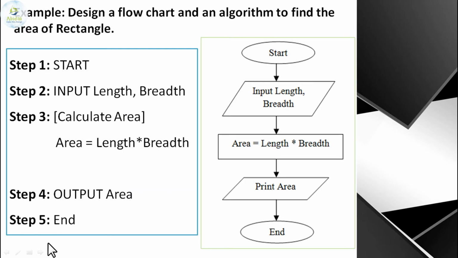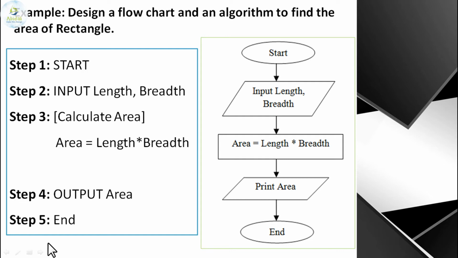The next thing we will be discussing, we are going to take another example for the flowchart. Design a flowchart and an algorithm to find the area of a rectangle. So we are going to write both the algorithm as well as a flowchart to find the area of a rectangle. Before moving to the flowchart, you need to write the algorithm. The algorithm is the first process of solving a problem. Next, the pictorial representation of the algorithm is represented by the flowchart.